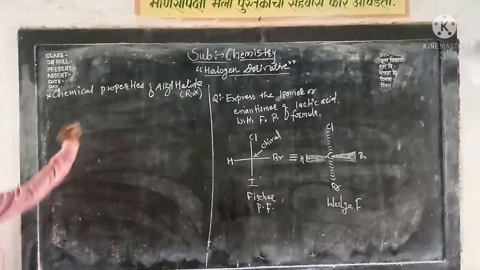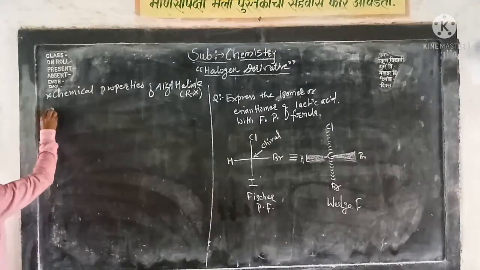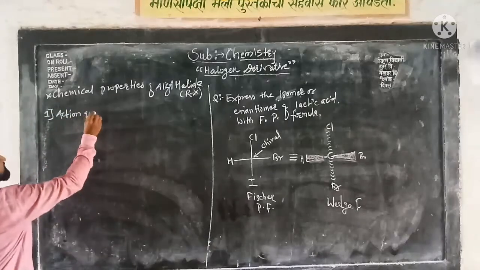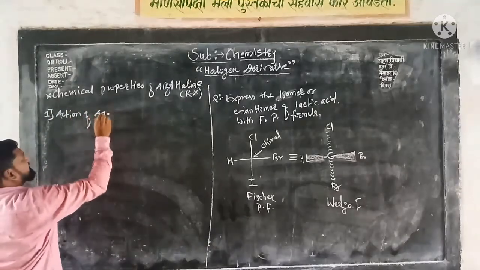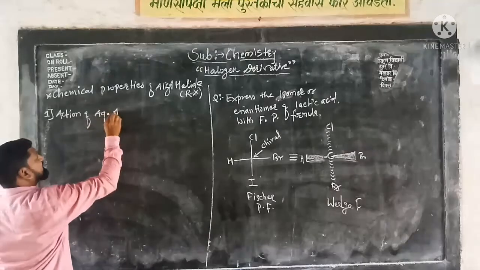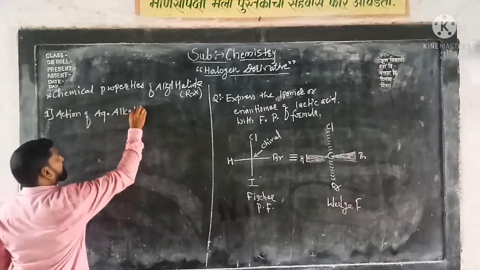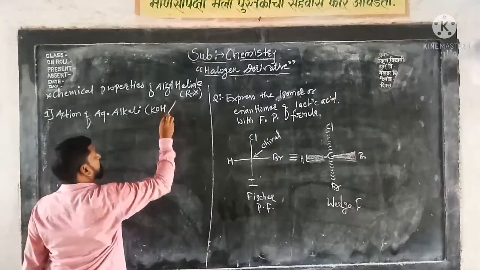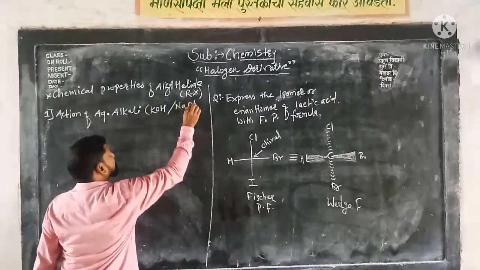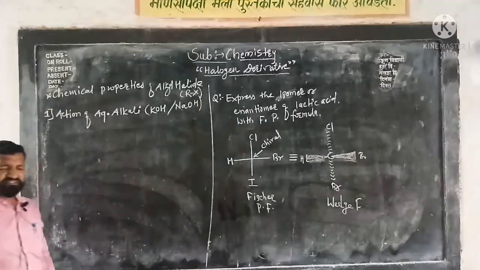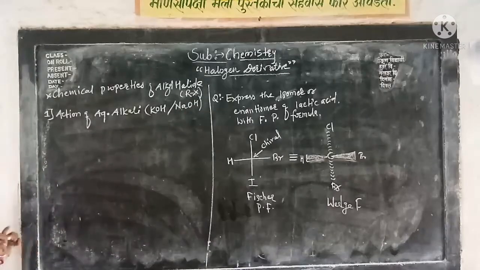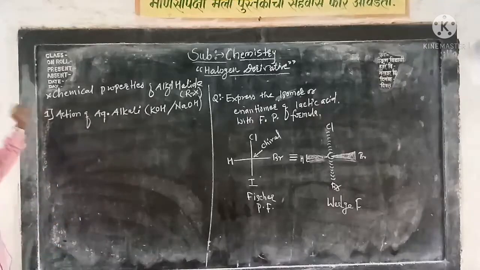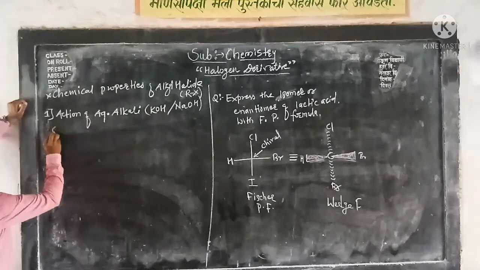So the first reaction is the action of aqueous alkali. Alkali means here we have to take potassium hydroxide or sodium hydroxide. It is a displacement type of reaction, a very simple reaction, the simplest among all reactions of chemistry. So first we will see the general reaction.